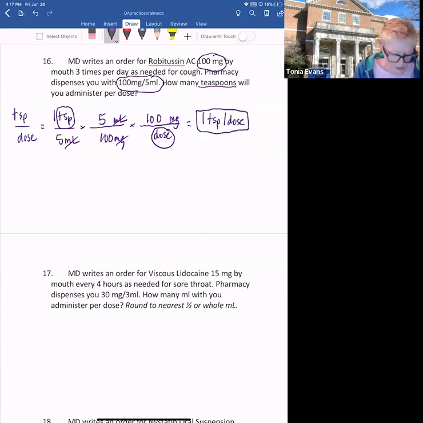Again, this is the kind of question that I might be able to eyeball. I might say, well, I know that 5 mLs is a teaspoon, and if there's 100 milligrams in 5 mLs, then I know it's going to be 1 teaspoon. I mean, I could figure out the answer without writing all this stuff out.